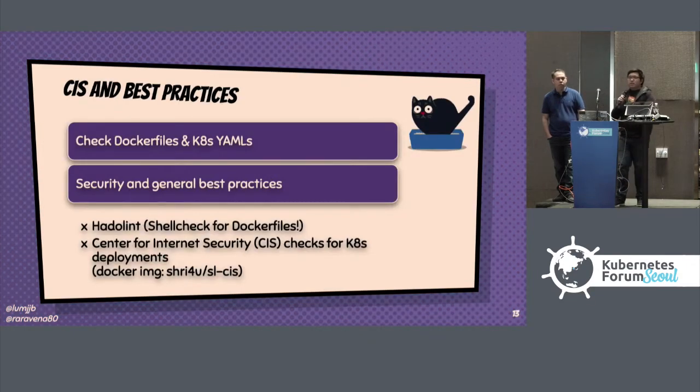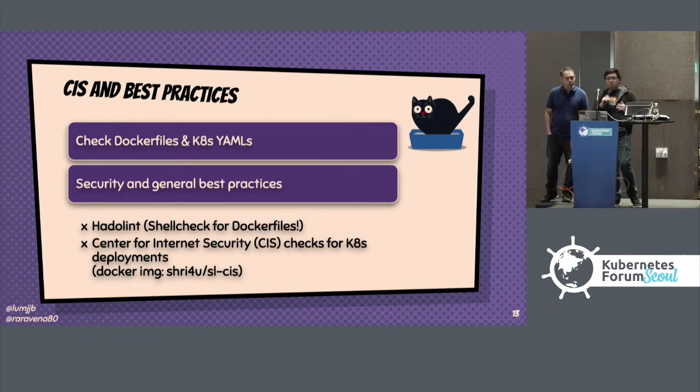So another thing you can do is check for best practices. An example of this is Hadolint, which is basically shellcheck for Dockerfiles. The idea is you have security best practices there as well. And there's also this organization called the Center for Internet Security that releases benchmarks on, for example, what a deployment configuration should look like. Here are certain configurations you should have.